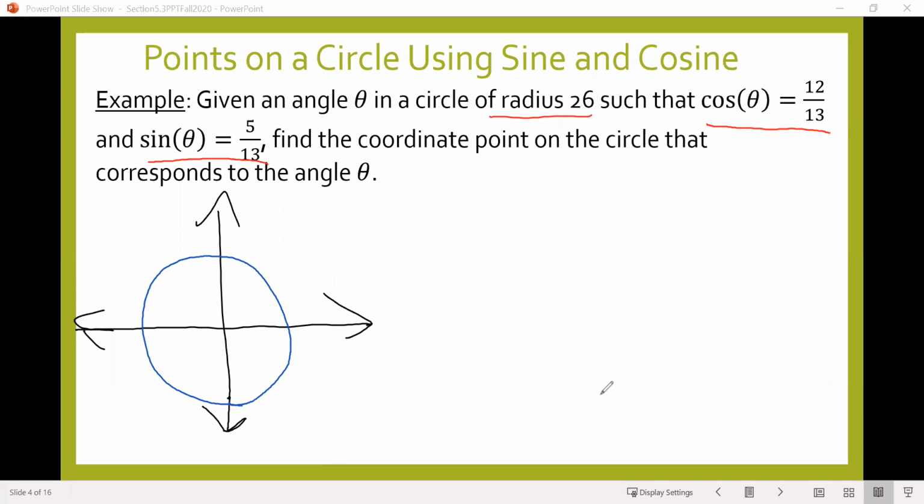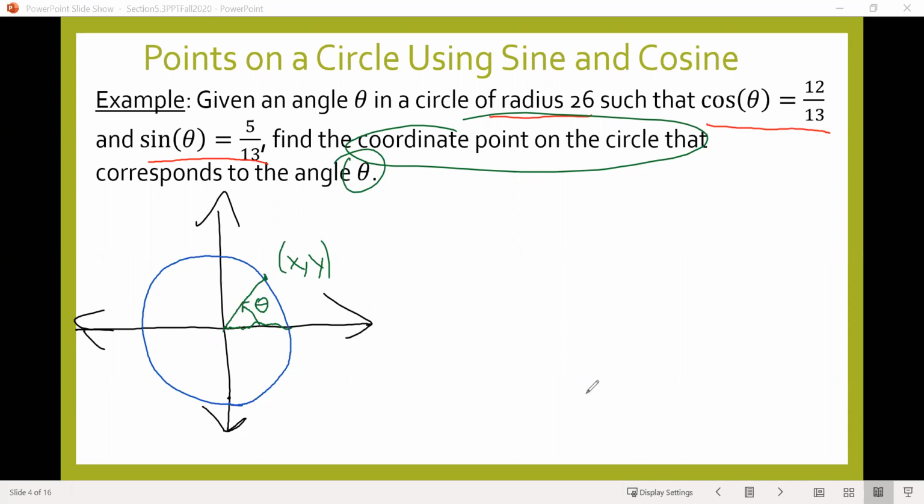Notice here they didn't tell us the angle. So we just know that this is rotating around some angle theta to a certain point. And we want to find the coordinate point on the circle, the coordinates (x, y) right here where that radius intersects the circle. All we're given are the sine, the cosine, and the radius. An additional thing to note is we're actually not going to find the measure of the angle theta. You might think that's important here, but it turns out we don't need that information to complete this problem.